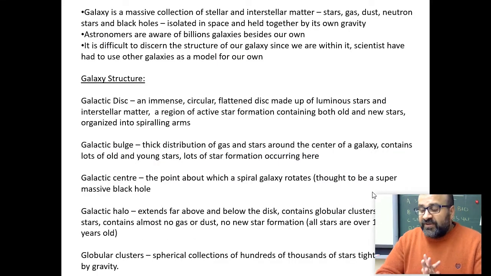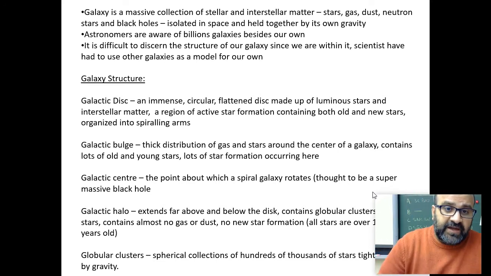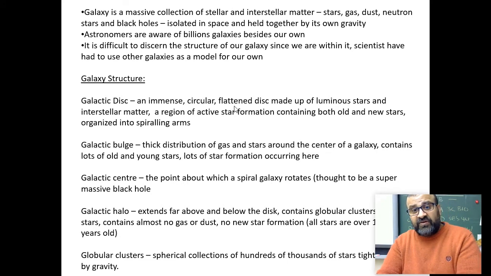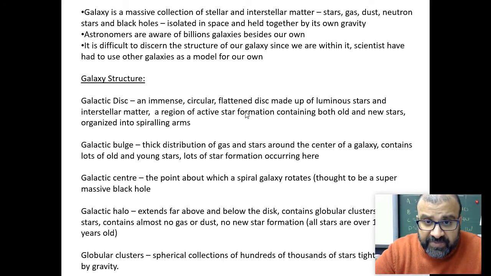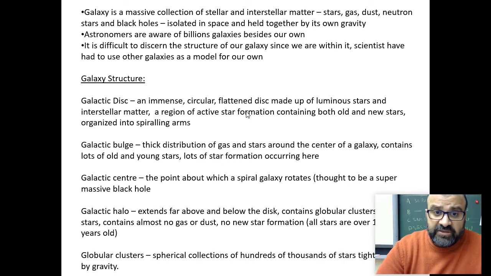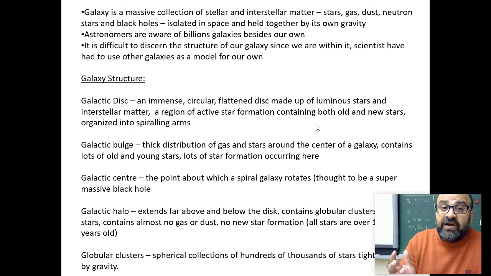Okay, so the structure of a spiral galaxy. We've got the galactic disk, an immense, circular, flattened disk made up of luminous stars and interstellar matter. So stars and gas and dust. In the galactic disk, there is a lot of star formation happening. Those blue areas generally correspond to new stars, star formation. So you've got regions of active star formation, and you've got old stars there as well.